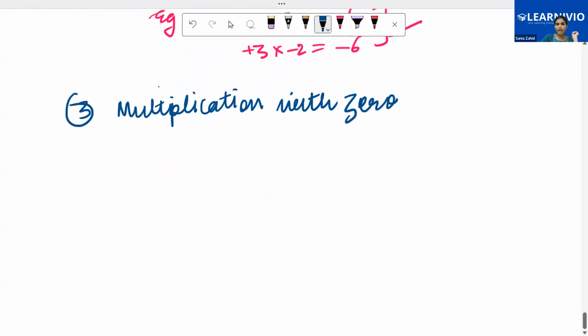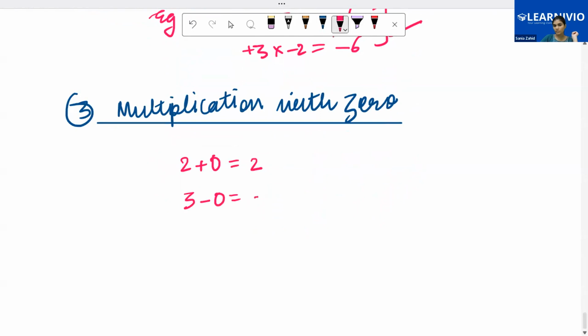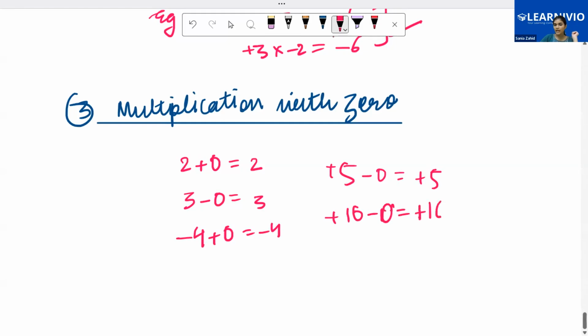Whenever I add or subtract 0 to any number, for example 2 plus 0, it will give me 2 only, or 3 minus 0, it will give me 3 only. I do minus 4 plus 0, I will get minus 4. I do plus 5 minus 0, I will get plus 5 only. I do plus 10 minus 0, I'll get plus 10 only. That means in addition and subtraction, my answer will be the number which is there in the question apart from 0.